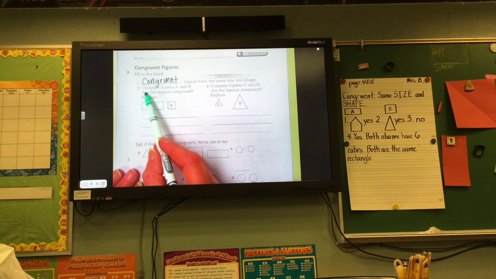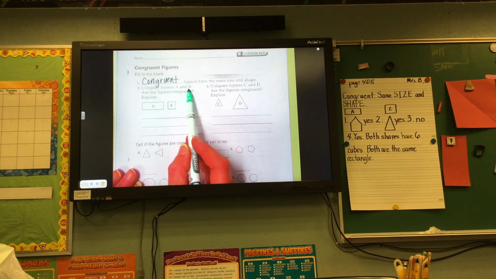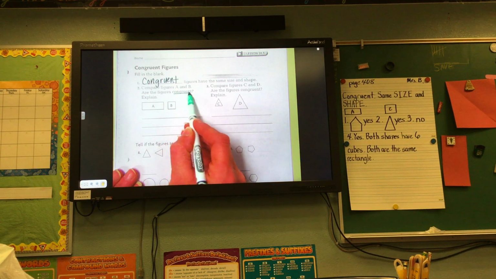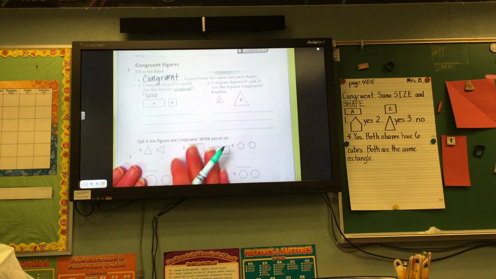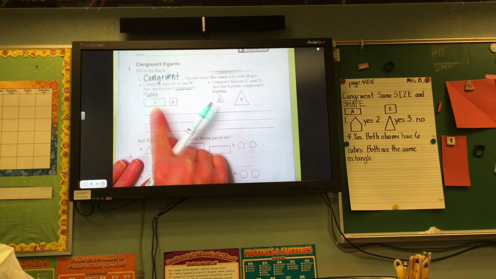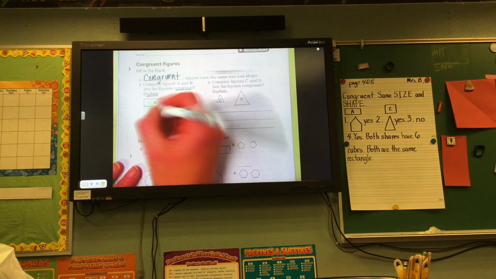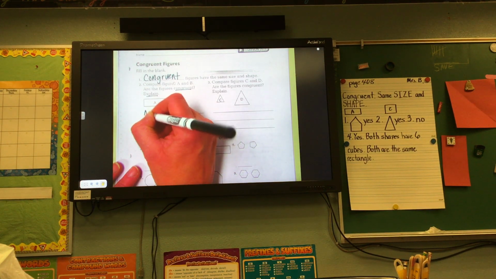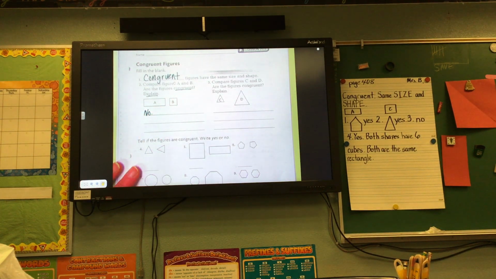Let's look at number 2. It says to compare figures A and B. Are the figures congruent? Explain. Now take a look at A and B. First things first, are they the same shape? No, and they definitely are not the same size. So I'm going to put no. Now let's explain why not.